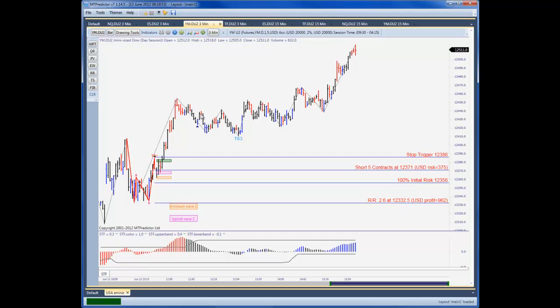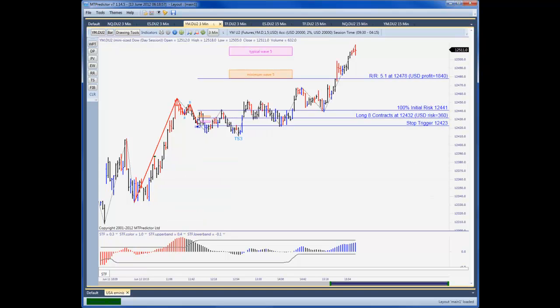But let's go here and look at this. Here's a setup here. Now this would be a perfect valid trade setup, black STF and in the direction of our larger degree DPs, but you see it was stopped out.